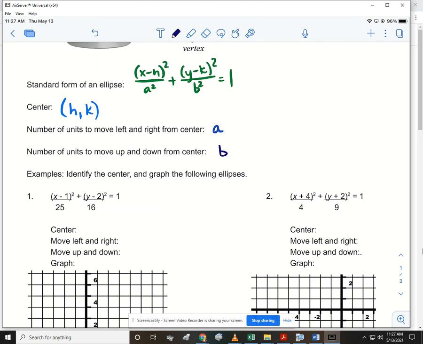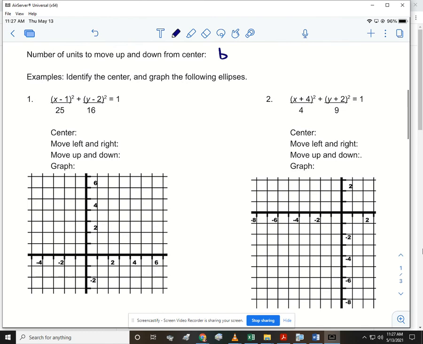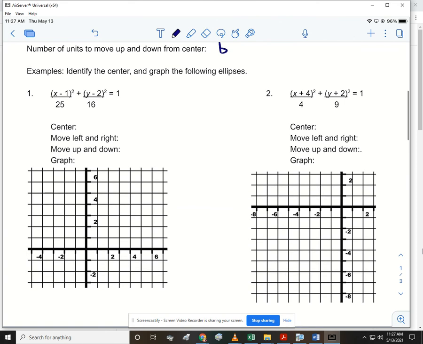Okay? We're actually going to draw some ellipses in our examples, but whenever you go to do your worksheet, you just have to match them.